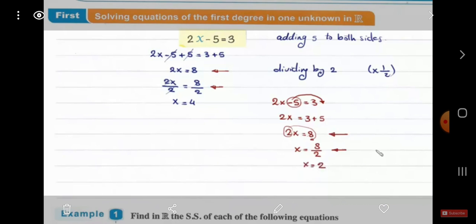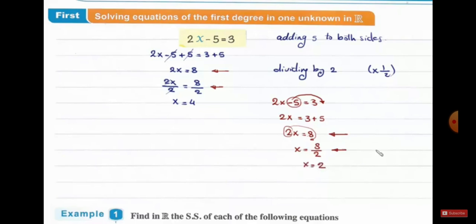We have to remove or cancel negative 5. Then we have to put positive 5 on both sides, the left and right, with the opposite sign. Then we can say 2x minus 5 plus 5 equals 3 plus 5. Then positive 5 with negative 5 equals 0. Then we can say 2x equals 8.